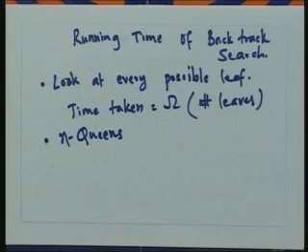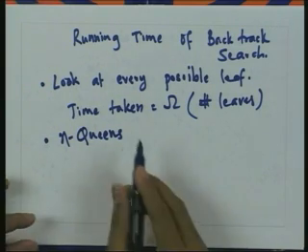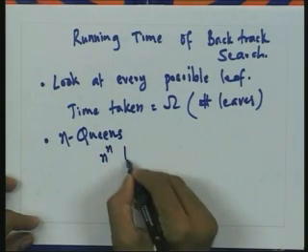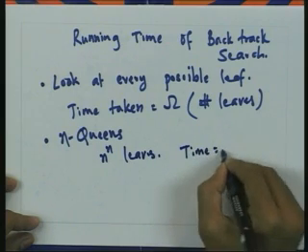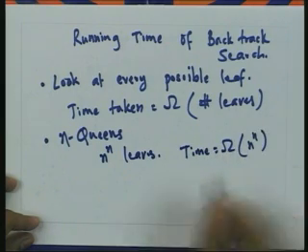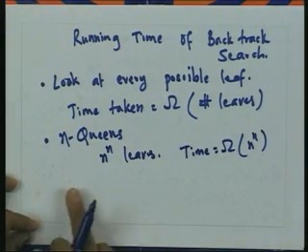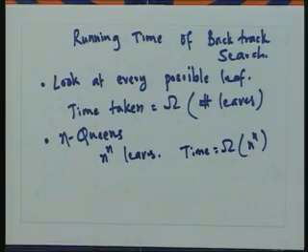Well, the first queen can be placed in n ways, the second can be placed in n ways, and so on. And so there are n to the power n leaves, and so time is at least n to the power n. If you implement the early checks, then the early checks will improve the situation somewhat.